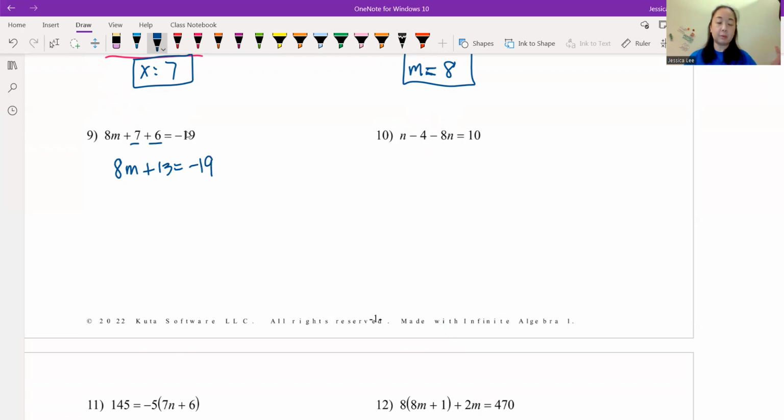And now look, guess what? It looks exactly like what we've been doing, a 2-step equation. So we're going to now just solve it like we would a 2-step equation. You know why? Because it's a 2-step equation. Oh shoot, that's a weird looking 3. There we go. And we get 8m is equal to -32.